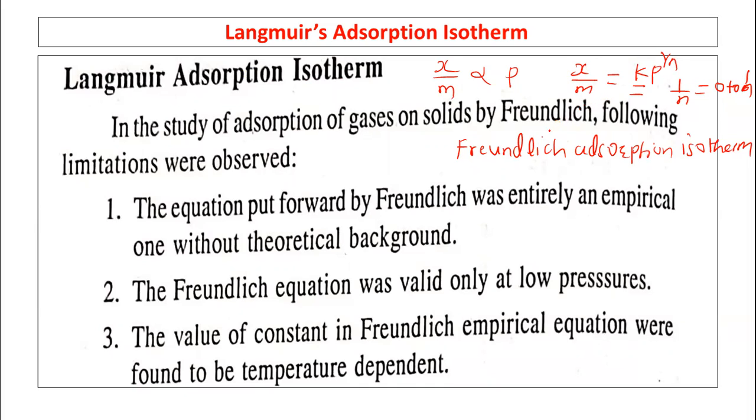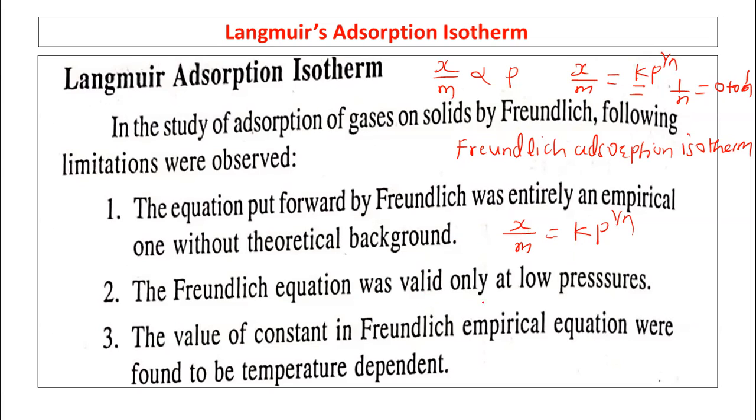But actually there are many limitations in the Freundlich adsorption isotherm. These limitations are given here. The equation put forward by Freundlich was entirely an empirical relation with no theoretical background. It has no experimental proof. It means this equation, the amount of the gas adsorbed per unit mass of the adsorbent equal to K p raised to 1 upon n, does not have any experimental proof.